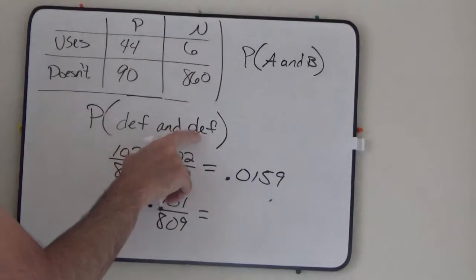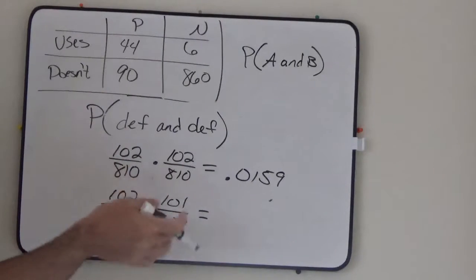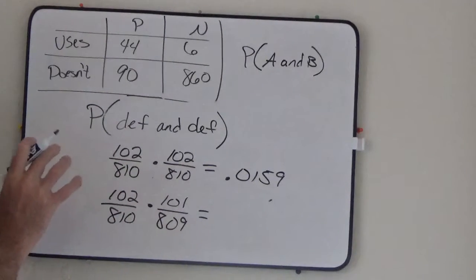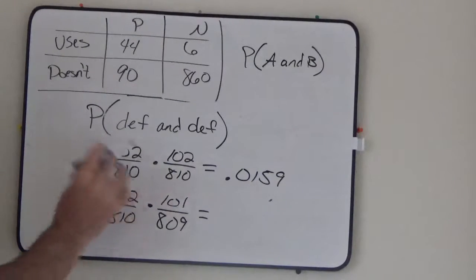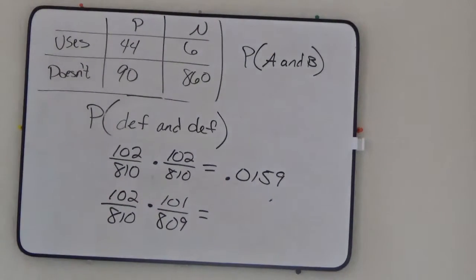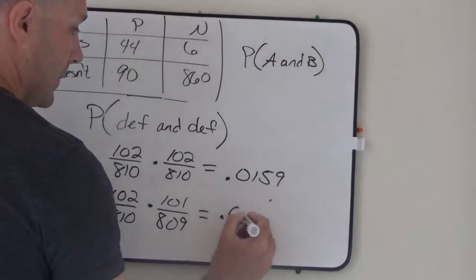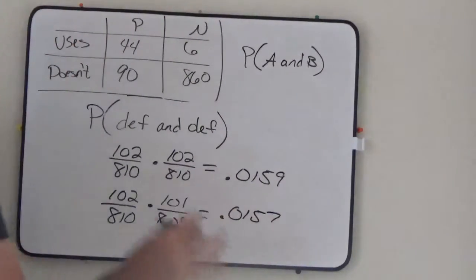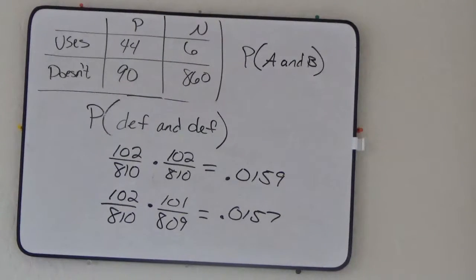Now if this was defectives and this was working, then these numbers would all be different. But the reality is, because this one was defective and it wasn't replaced, there's only 101 defective machines left. When you solve that, you get 0.0157. Now guys, these aren't showing significant differences, but there can be significant differences. It's just the idea of helping you identify the whole replacement with independent events and the non-replacement with dependent events, okay?